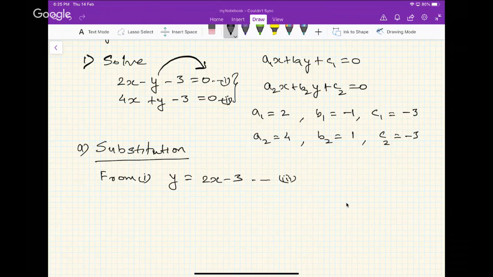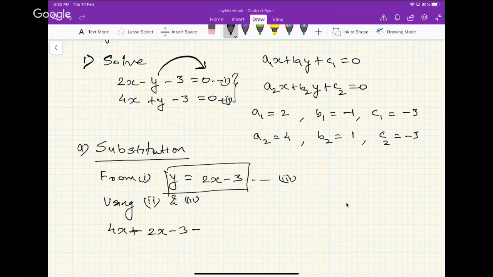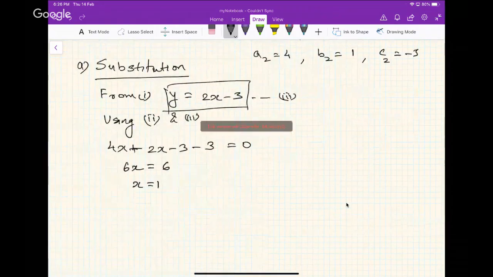So using 2 and 3, what can you say? You can say put y back into the second equation. So 4x plus y, and now I can substitute y with the expression we just found: 4x plus 2x minus 3, minus 3 equals 0. Then it is 6x minus 6 equals 0, which becomes 6x equals 6. So hence x equals 1.